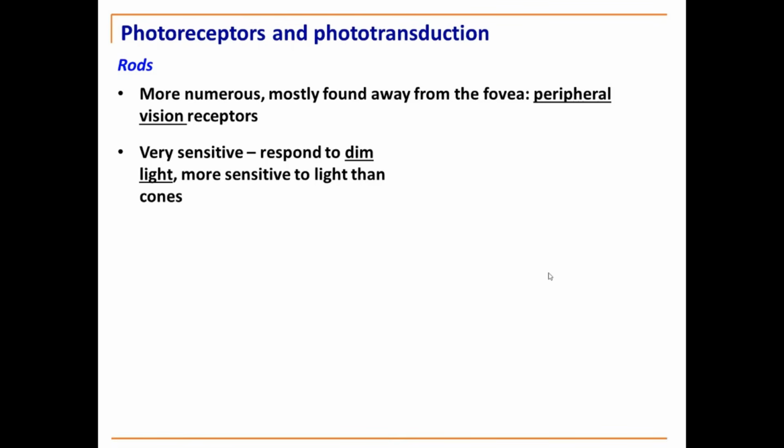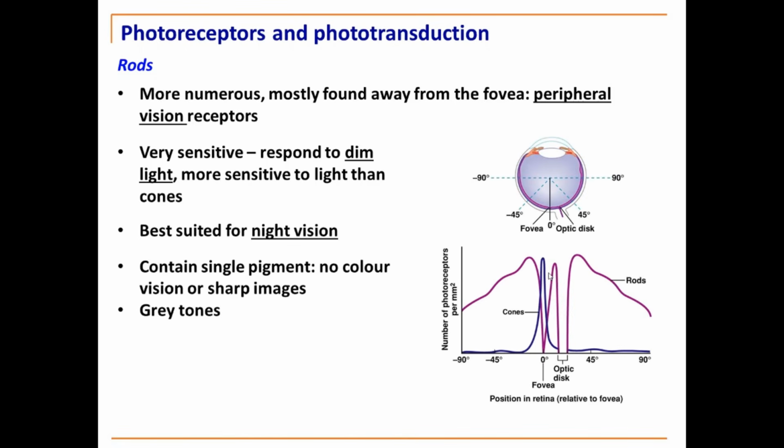The cones, if you think about it, when it's getting quite dark, you really can't see color very well. And that's because there isn't enough light to have that color vision. So you see mainly black and white as it gets darker and darker, or grayscales rather. The rods are best suited for night vision, and they contain that single pigment. So there's no color vision or sharp images, and you get these vague gray tones. And the rods, they respond to almost any photon, whilst the cones, as we've said, have specific ranges of specificity.